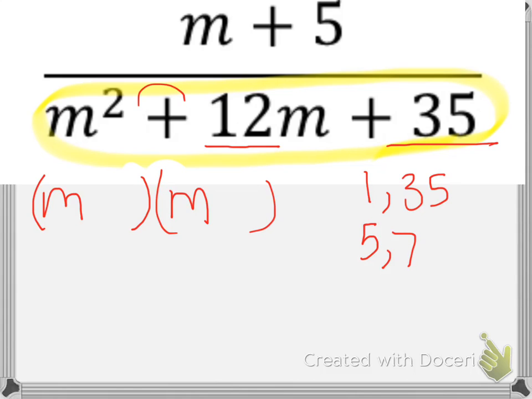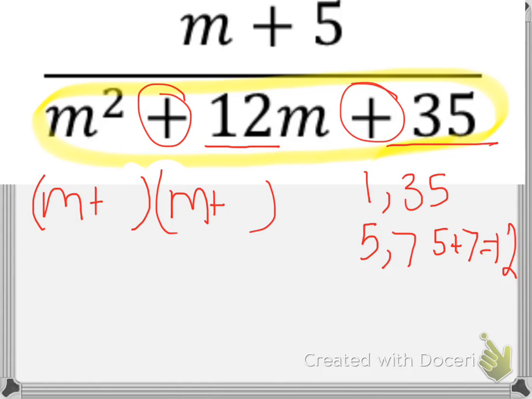Because remember, the middle is positive, so when that's positive and that's positive, we have pluses inside. And in this case, what factors of 35 add up to 12? That's 5 and 7. So 5 plus 7 is equal to 12. And what that means is the factors are m plus 5 and m plus 7.